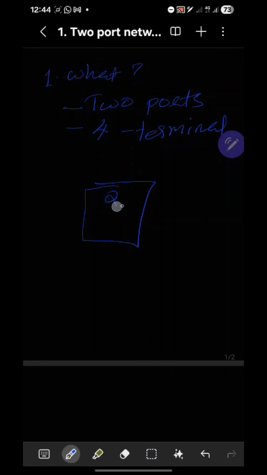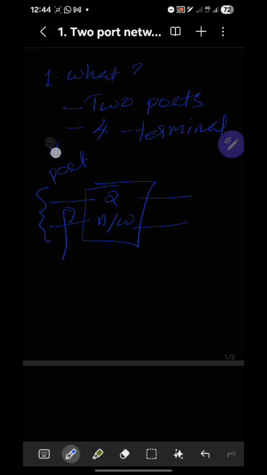We can draw this as a two-port network. It has four terminals. This pair of terminals is called a port. If we consider this as the input side, we can call it the input port. Similarly, this is the output port. Usually, we'll denote the input port by 1 and 1 dash. Similarly, the output port by 2 and 2 dash.